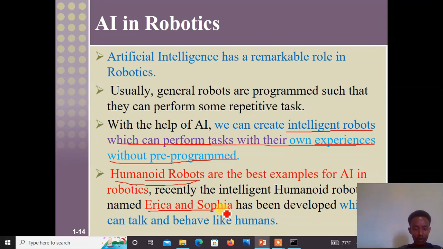I will show it to you and you will see. Sophia is a humanoid robot, meaning one of the most advanced robots, which can behave like a human being. It can understand the emotions of human beings. It can talk with human beings, and also it can share her ideas, and it is able to express her feelings and interests in the future.